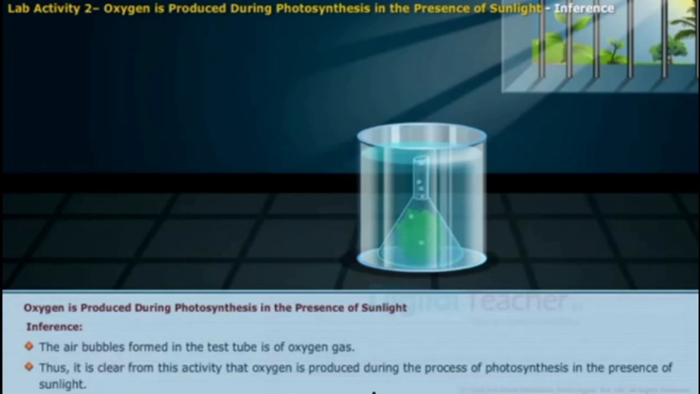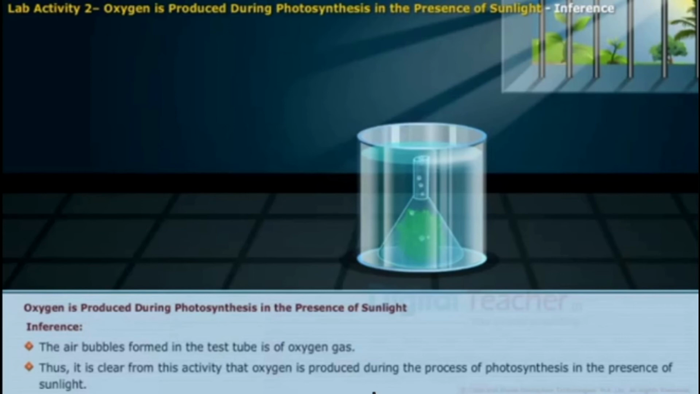Yes, students, we understand that during photosynthesis the oxygen is evolved or given out by the plant with the help of sunlight, water, and carbon dioxide. With this experiment we will easily understand what happened.